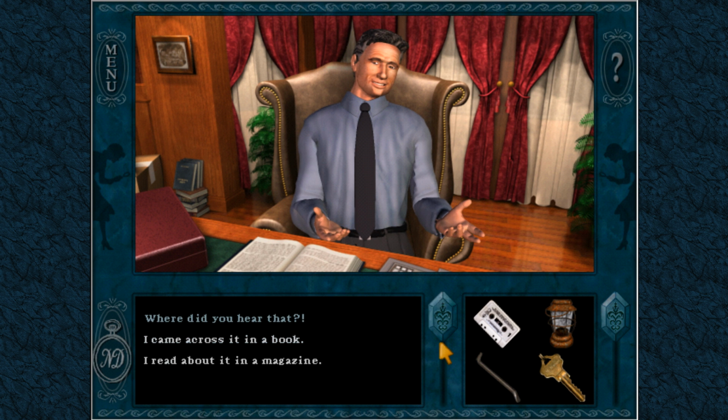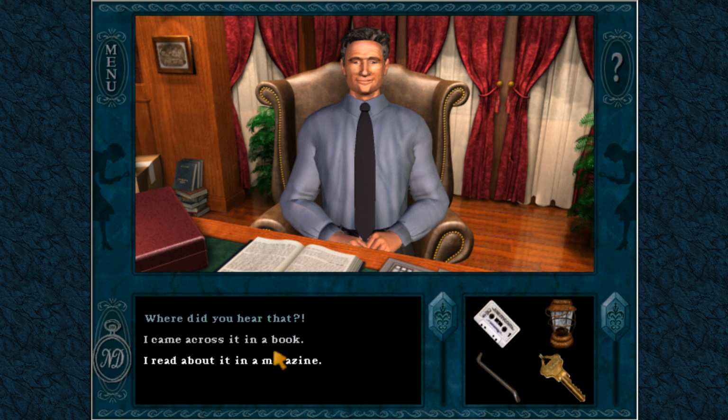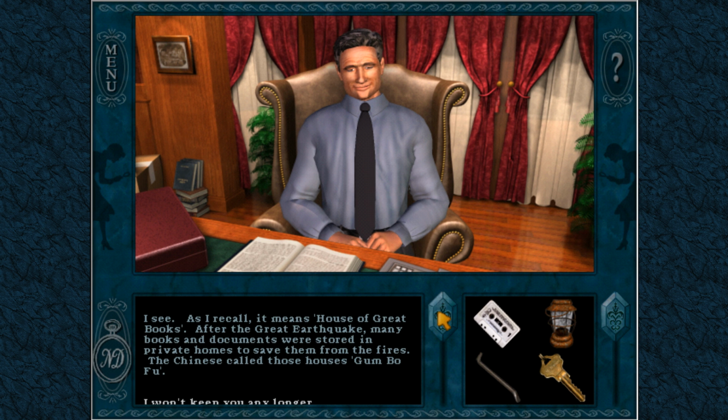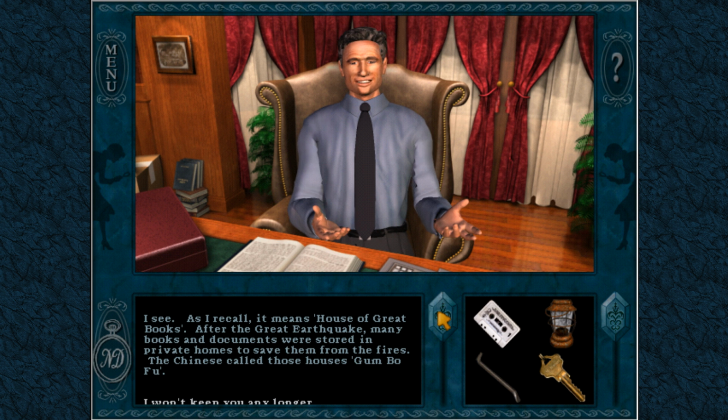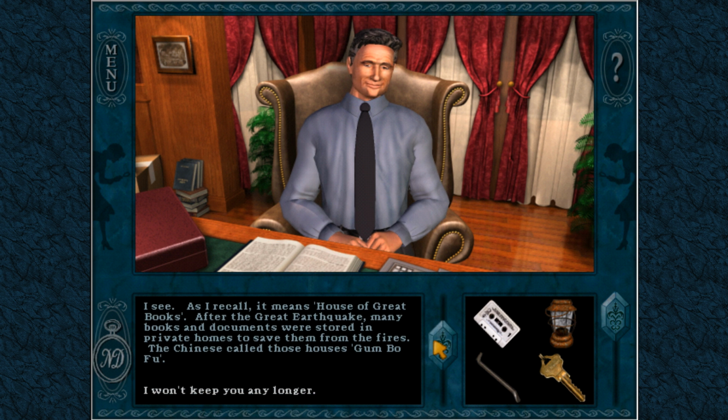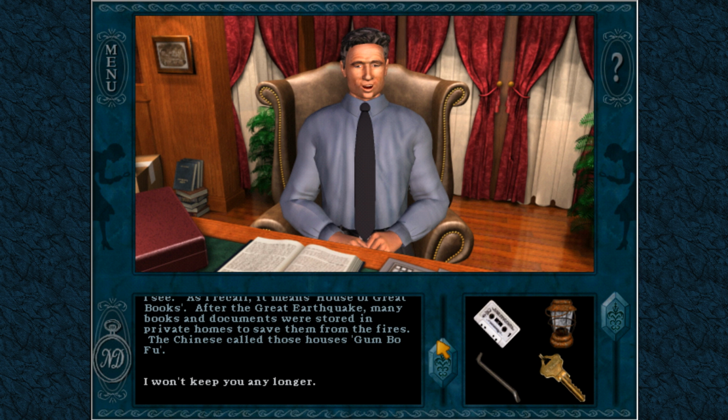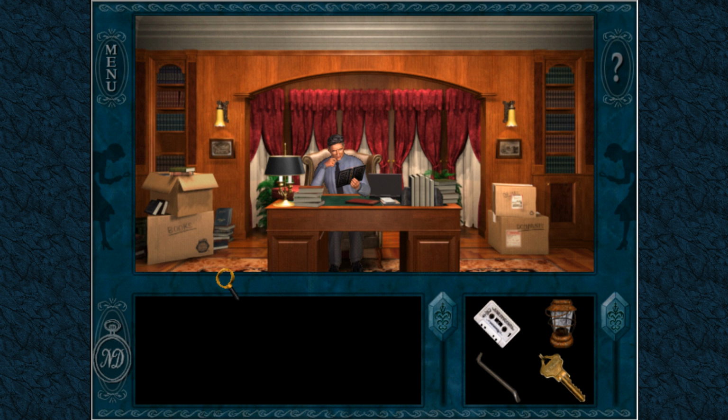Do you know what Gumbo Fu means? Where did you hear that? In a magazine? I read about it in a magazine. I see. As I recall, it means House of Great Books. After the Great Earthquake, many books and documents were stored in private homes to save them from the fires. The Chinese called those houses Gumbo Fu. Okay, I won't keep you any longer. Goodbye.